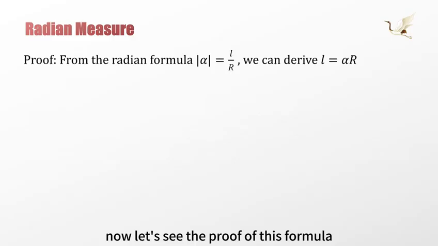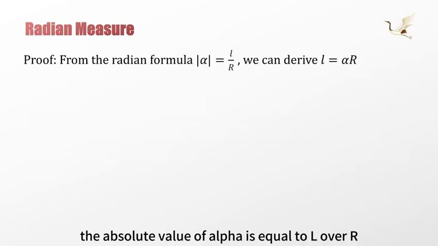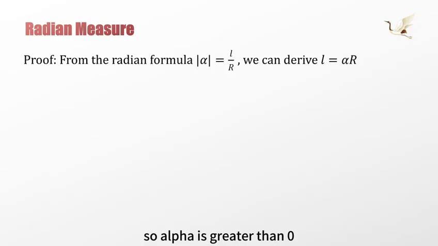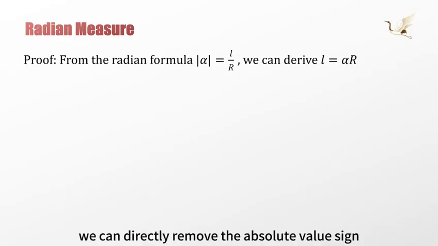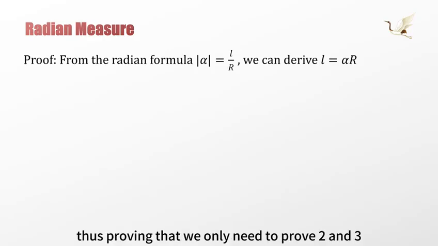Now let's see the proof of these formulas. From the radian value formula, the absolute value of alpha is equal to L over r, where alpha is a quantity with practical significance, so alpha is greater than 0. Therefore, we can directly remove the absolute value sign and get that L is equal to alpha r, thus proving formula 1. So we only need to prove 2 and 3.